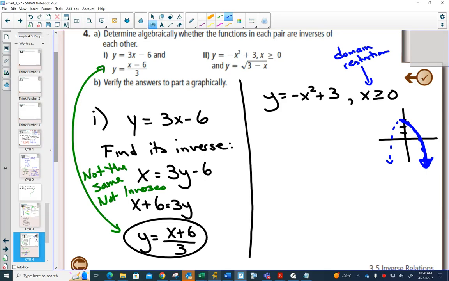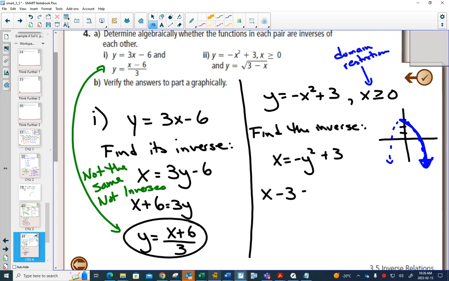Algebraically, if I switch the x and the y, I would have, I'll just write out, find the inverse. I'm going to have x equals negative y squared plus 3. I want to get the y squared by itself. I'm going to subtract 3 on both sides, then multiply by the negative 1 so that the y squared is completely by itself. I can now square root both sides. I have to remember the plus or minus.